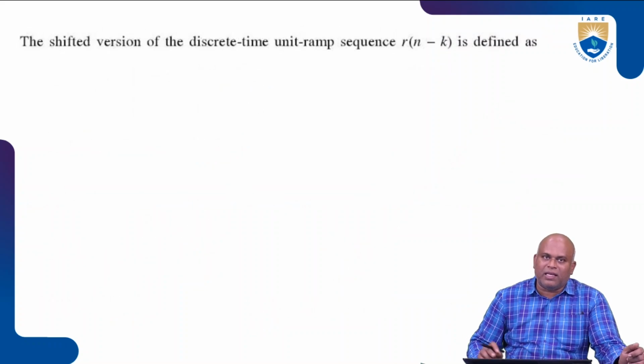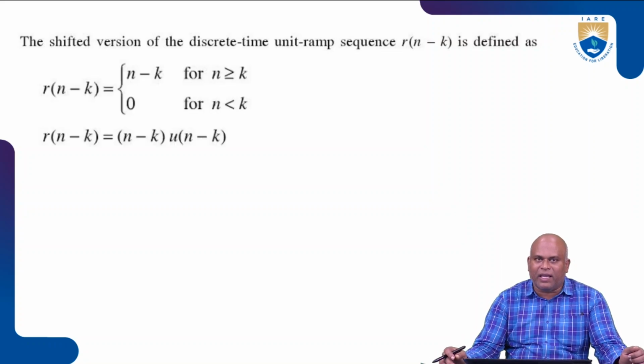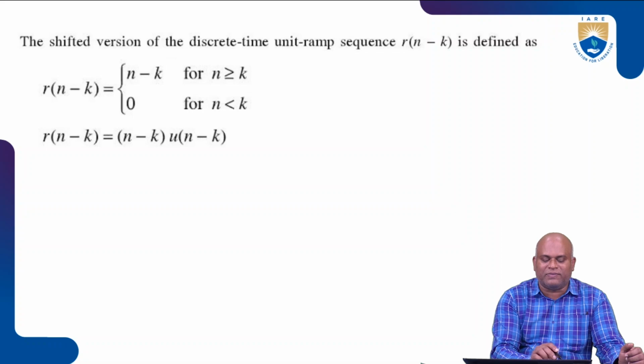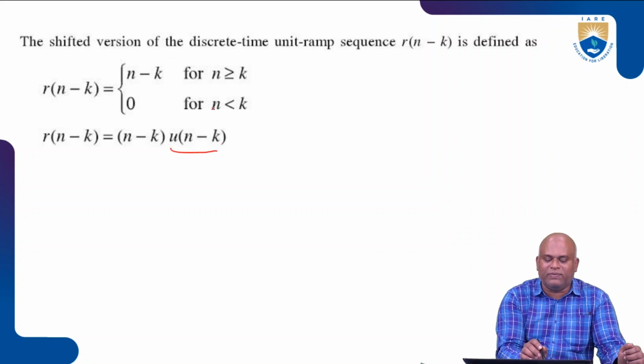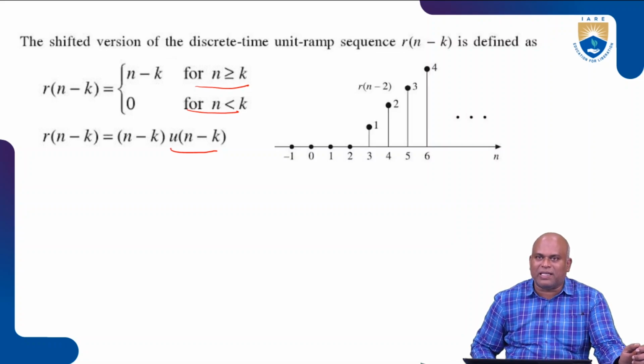Next, we go for the shifted version of the discrete time unit ramp sequence. It is defined as r of n minus k is equal to n minus k for n greater than or equal to k, and 0 for n less than k. We can write the alternate mathematical model as r of n minus k equal to n minus k times u of n minus k. This u of n minus k is a discrete interval level. Then we write the graphical representation like this.